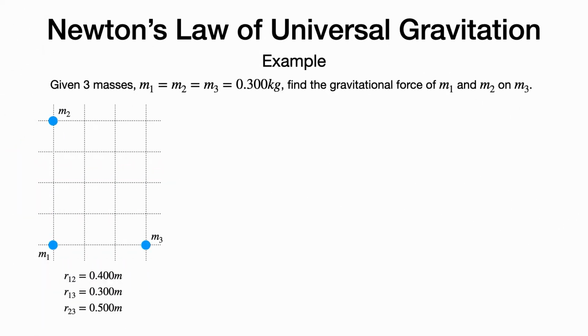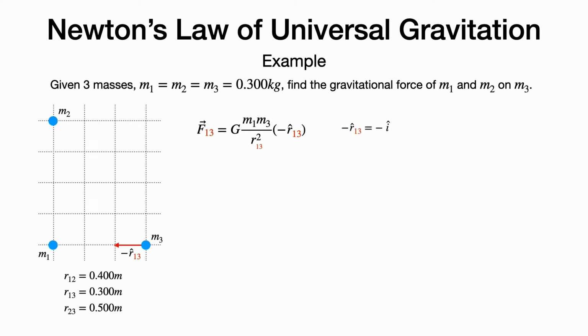Let's consider an example here. Given three masses, m1, m2, and m3, all of equal mass, 0.3 kilograms, find the gravitational force of m1 and m2 on the third mass, m3. To begin, we consider each pair of masses. First, we consider mass 1 and mass 3, and the force between them is given by G m1 m3 over r13 squared. That's the distance between those two masses. And the vector of relevance is minus r hat 13. This vector is pointing towards m1 from m3.